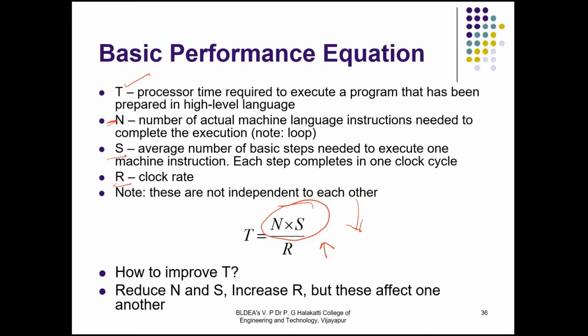Okay. Now, if, for example, a processor is advertised as having a 900 megahertz clock, it does not necessarily provide better performance than a 700 megahertz processor because it may have a different value of S. So N, S and R are all interdependent.